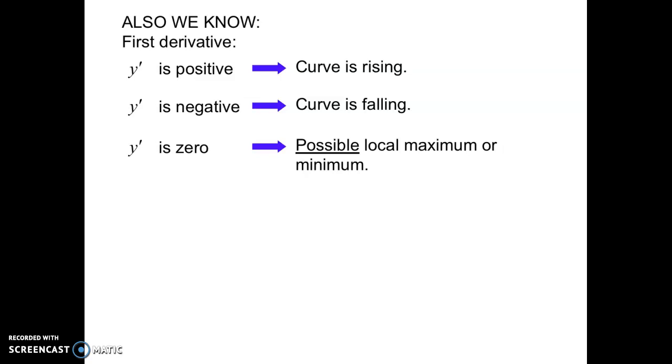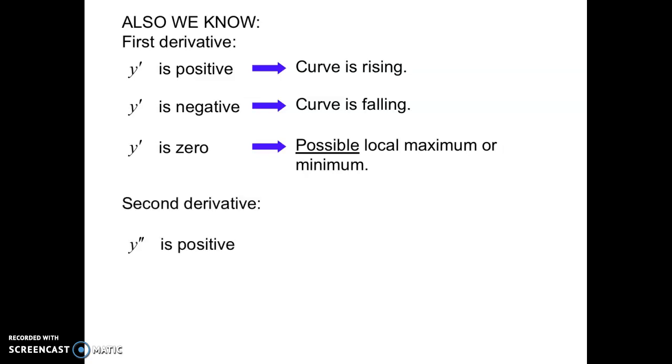Now remember in section 4.2, we talked about that a function can have a critical point but not be an extreme. So we say they're possible local maximums or minimums, and most of the time they are. But every once in a while we'll have a critical point or a critical value where the derivative is not an extreme.